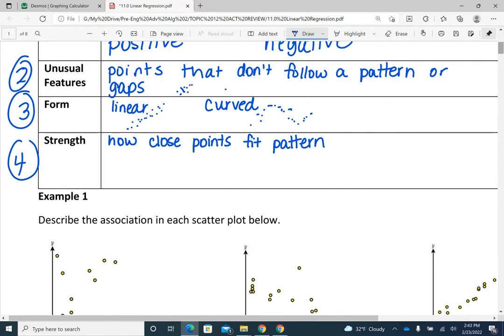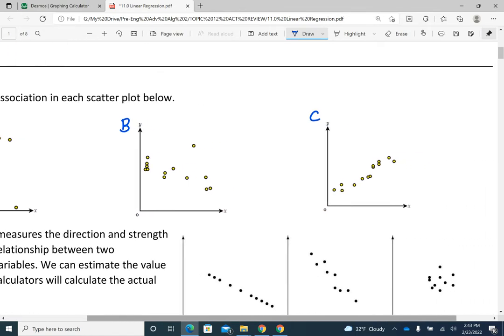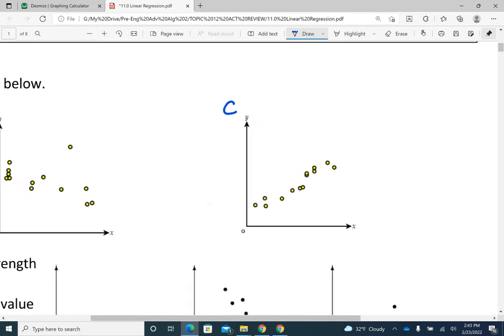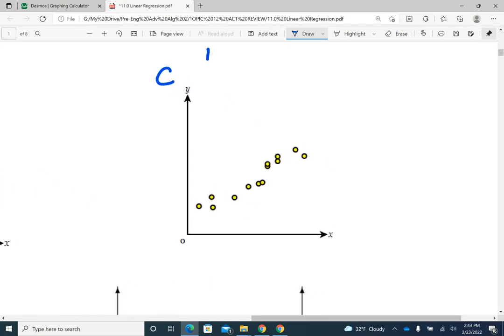So we've got some examples here. I'm going to label these example A, example B, and example C, and we'll start with example C. I'm going to describe all the key aspects. I need to describe the direction, unusual features, form, and strength, and it looks like DUFS when you write it out.